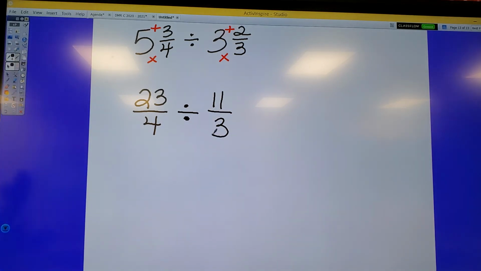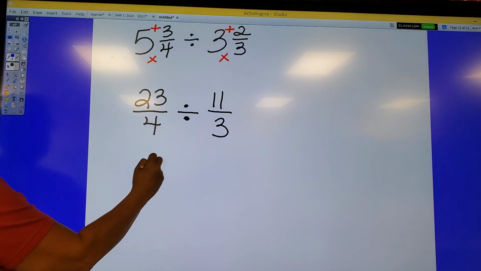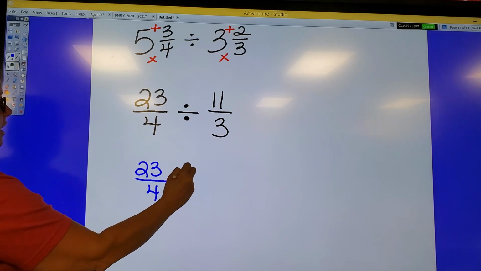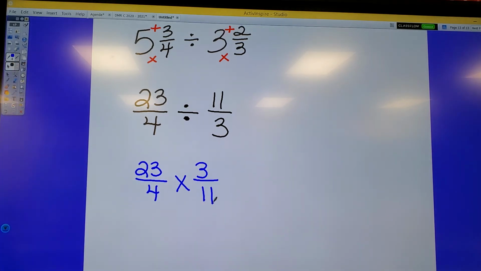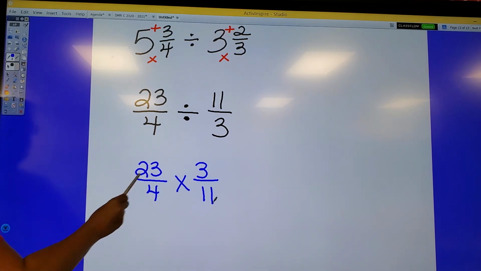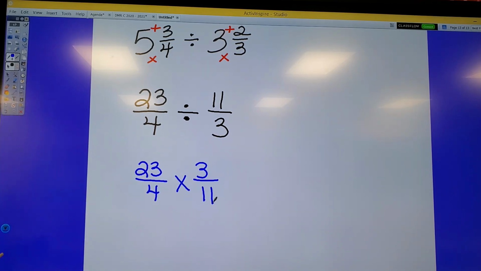Okay, so now that we have them as improper fractions, we want to change this into a multiplication problem. So same, change, flip. Is there any simplifying, cross-reducing that I can do here? No. So 23 and 11, they're both pretty big numbers, but we can't divide 23 and 11 both by anything. And 3 and 4, can't do anything with that either. So this would be a great one.